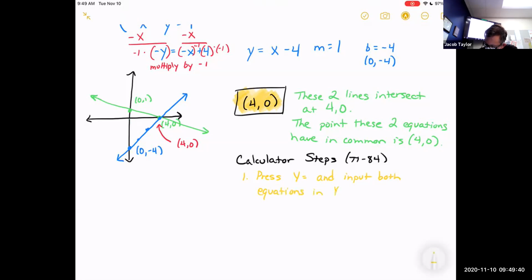And we're going to put those in y1 and y2, which are the first two blanks. Step two is you press second, then trace, then 5. 5 will say next to it intersection. And then the third step is press enter 3 times. And then that will give you the answer.